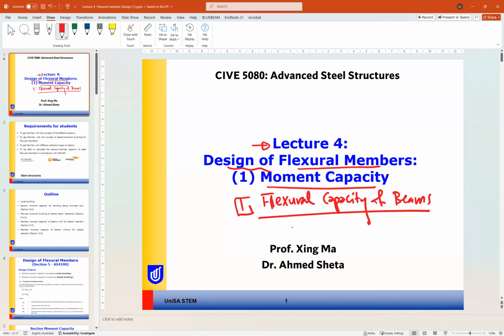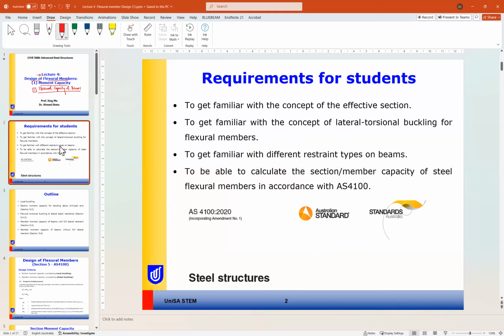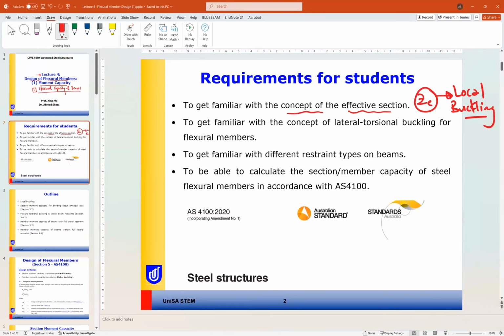So the flexural capacity is our first part, and the requirement from you this week is to get familiar with the concept of effective section, Z effective. The effective section is due to the local buckling behavior of the member, as you know. And we need also to get familiar with the concept of the lateral torsional buckling for flexure member, or we can call it global buckling.